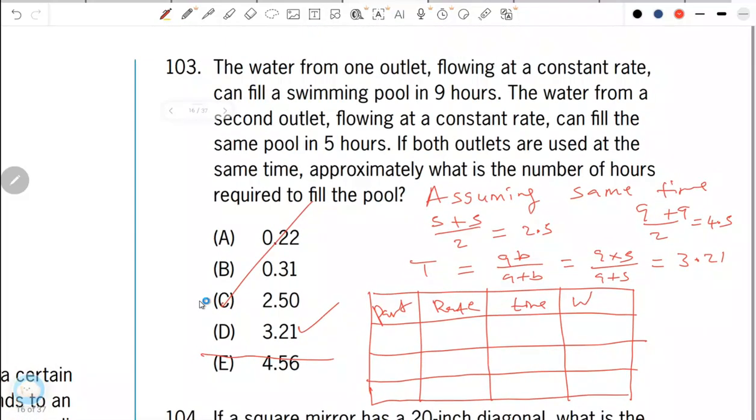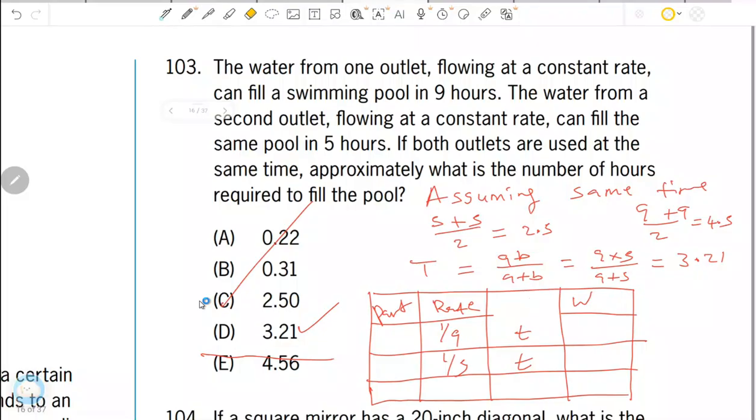Then for this one, the rate will be 1 over 9, and for this one, the rate will be 1 over 5. It makes sense to be 1 over 9 and 1 over 5, because the rate is supposed to be the inverse of time. They started and finished at the same time, so this t is the same, and it doesn't make sense in this case to add t plus t equals 2t. Rather, work done is rate times time.